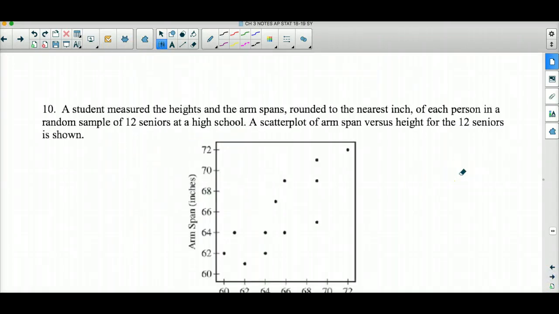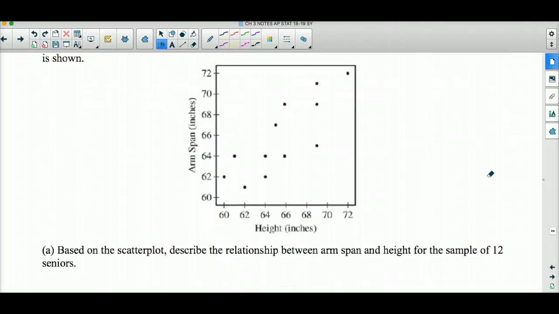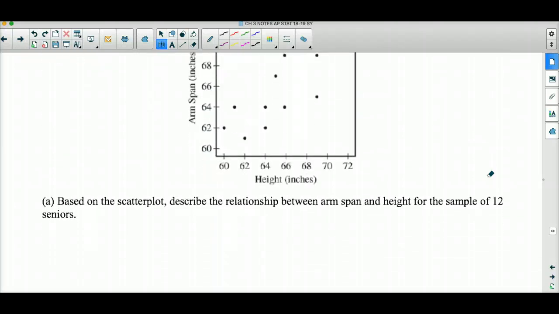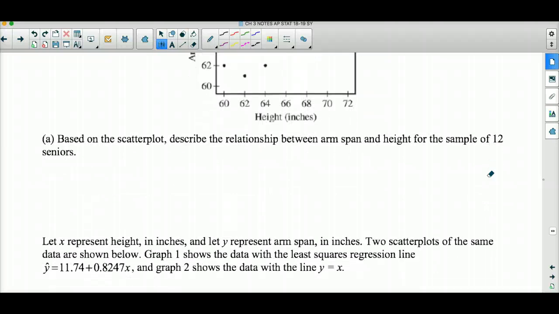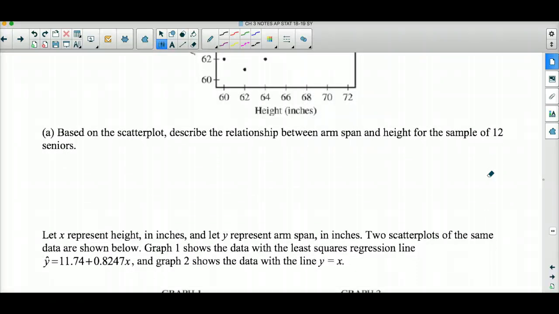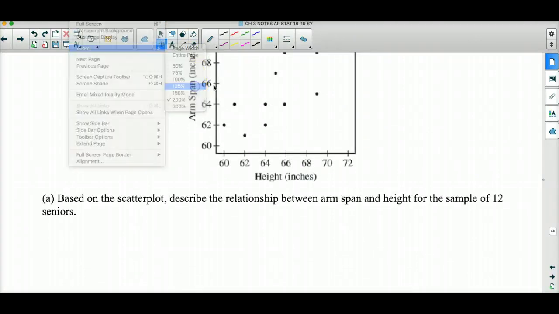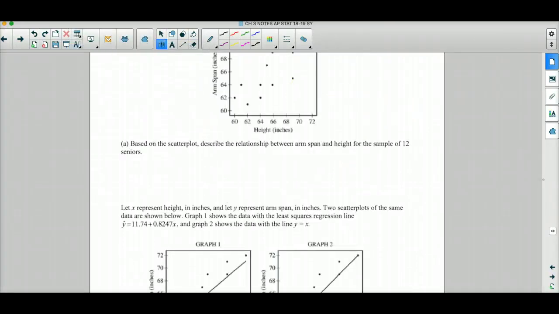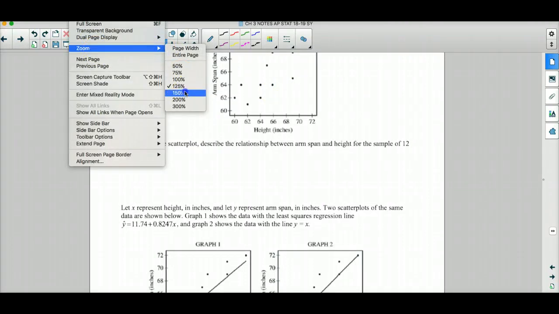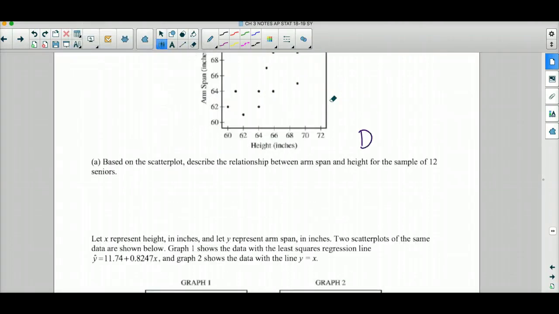A student measured the heights and arm spans, rounded to the nearest inch, of each person in a random sample of 12 seniors at a high school. A scatter plot of arm span versus height for the 12 seniors is shown. Based on the scatter plot, describe the relationship between the arm span and height for the 12 seniors. So this is an FRQ. Now, when you describe, what do you have to do? DOFS. So I expect to see direction, outlier, form, strength. It must be in context.